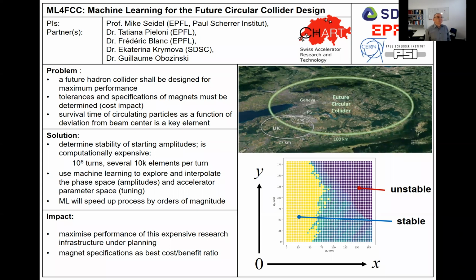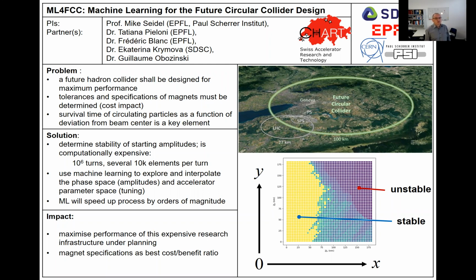On the photo on the right side, you see the proposed 100-kilometer ring collider together with the existing LHC. Many scientists are actually working on this design study, and it is an important aspect to optimize the large parameter space for maximum beam stability that would then also result in better collider performance.